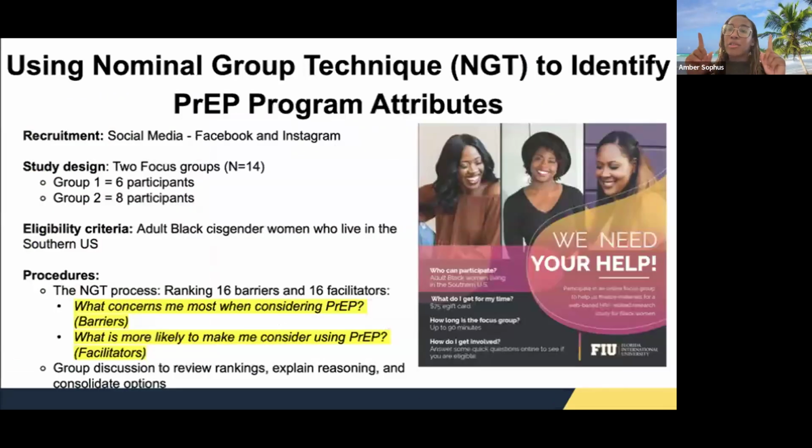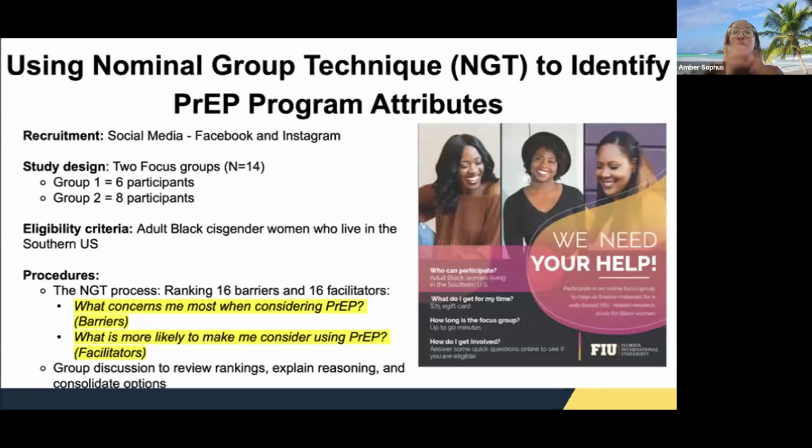So I used online focus groups using Zoom to conduct NGT. And for the ranking options, I used Google Sheets, which is basically an Excel equivalent. Within it, I had certain equations included. So as women ranked the options, I was updated in real time on what the overall group rank was for us to then discuss during the final discussion phase of the study.